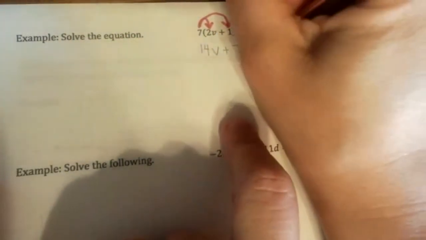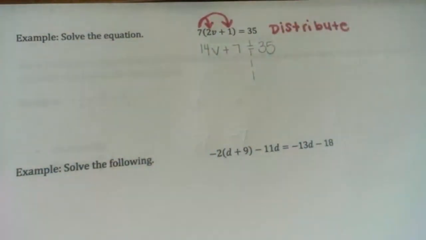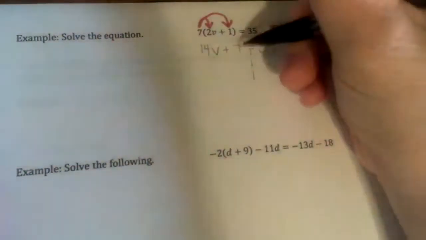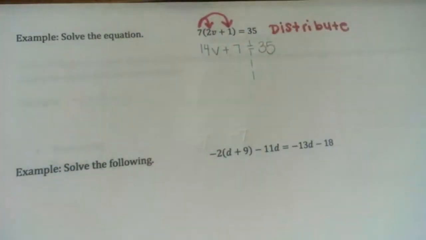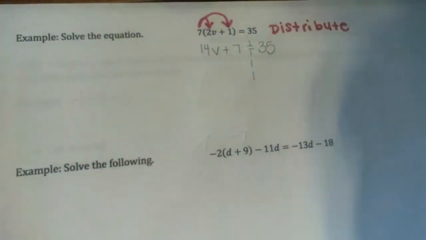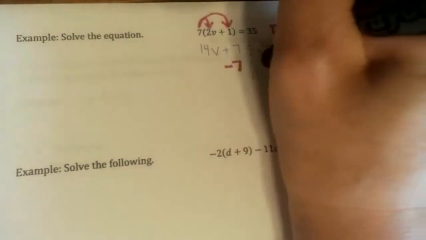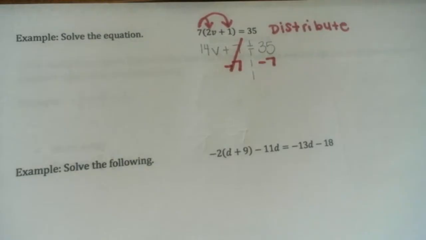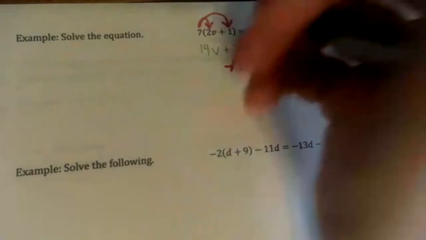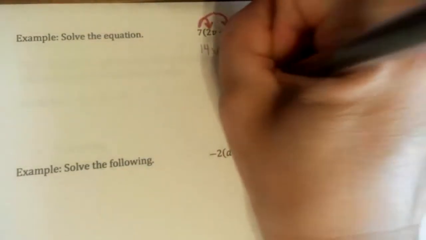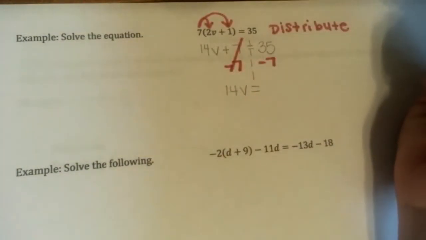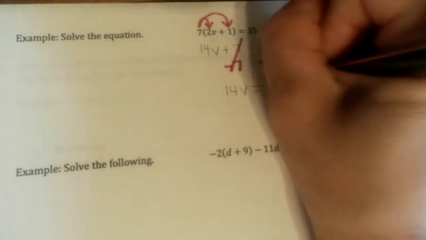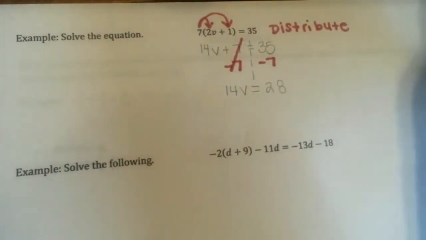Again, if you need to really highlight your two sides of the equation, go for it. Let's get rid of our adding and subtracting. So let's get rid of that plus 7. The opposite of adding 7 is going to be subtracting 7. So we're going to subtract 7 from both sides of our equation. That way 7 minus 7 goes to 0. Those go away, they cancel out. We are left over with 14v equals 35 minus 7. 35 minus 7 is 28. Use your calculator. So we're left over with 14v equals 28.